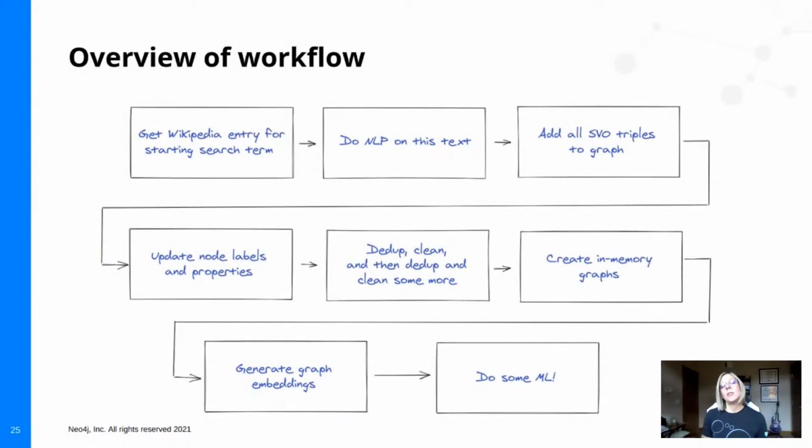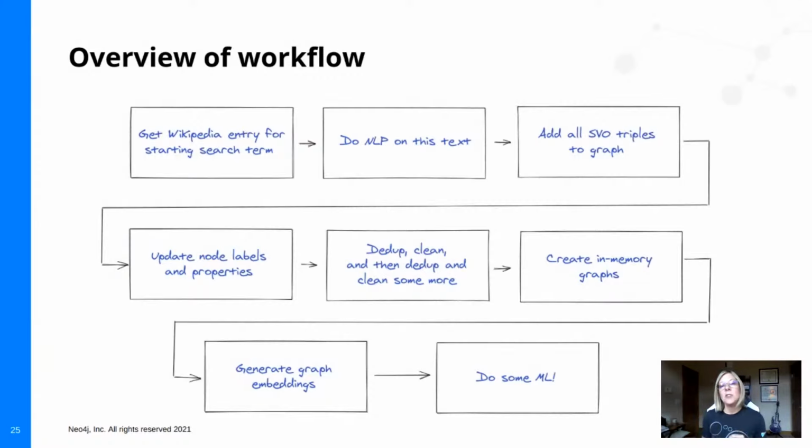Okay, let's go back into a little bit of our workflow here of specifically what we're going to do in method 1. First, we're going to get that Wikipedia entry for our starting search term. And I'm going to do Barack Obama today, just so we keep it consistent, but you can put in anything here. We're going to do natural language processing on this text to get our SVO triples, which we will add to the graph. Then we're going to update node labels and properties. I'll show you what that means in a minute.